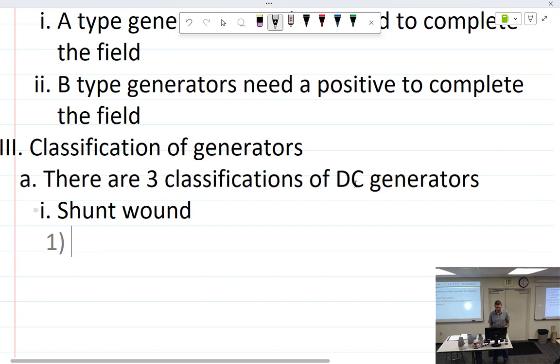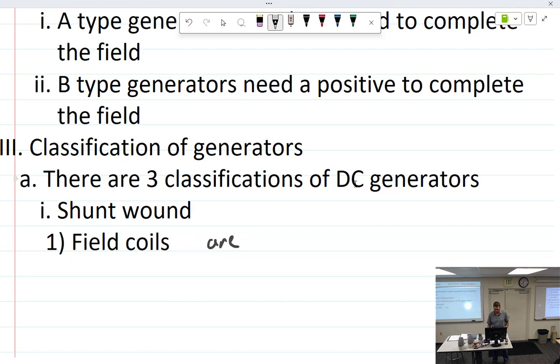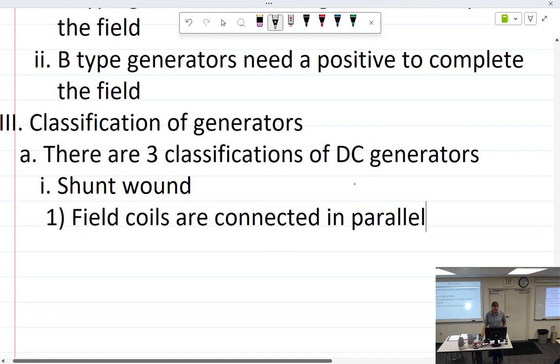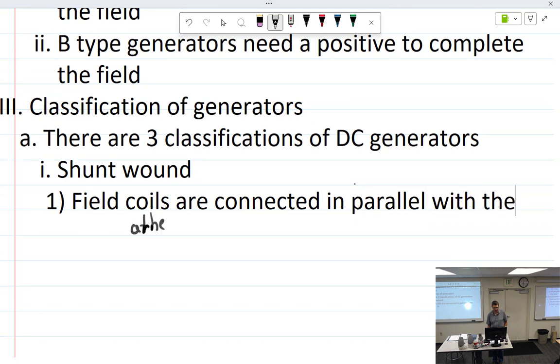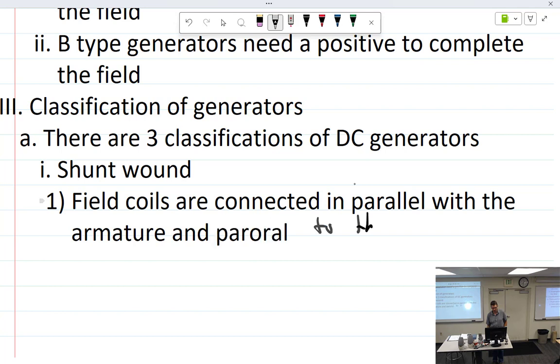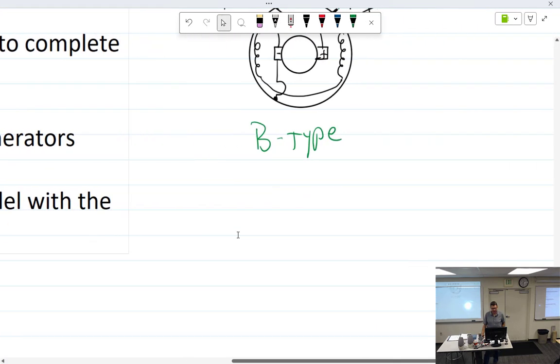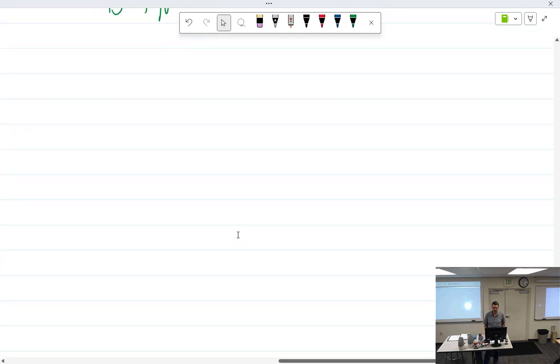Why did we talk about that? So the field coils are connected in parallel with the armature and parallel to the load. It is interesting that you're expected to know this, because what alternator should you put on the aircraft? The right kind. Or the generator, yes, the one that it calls for.